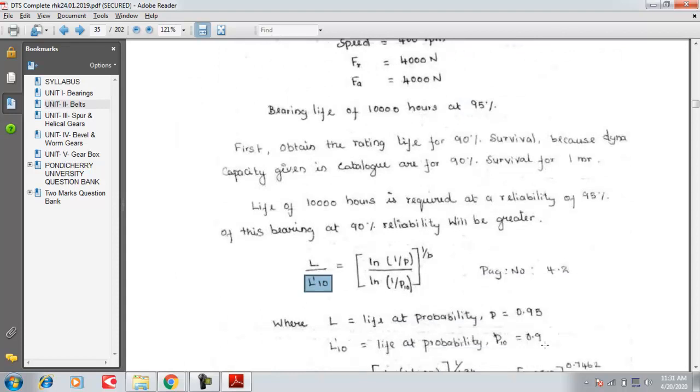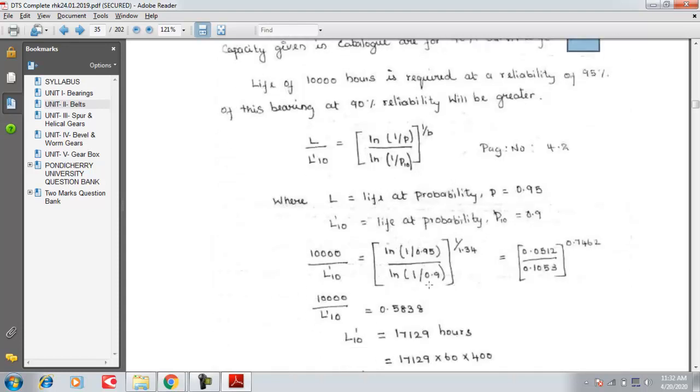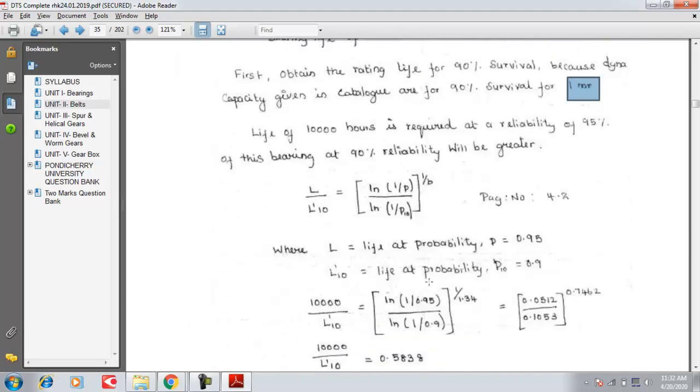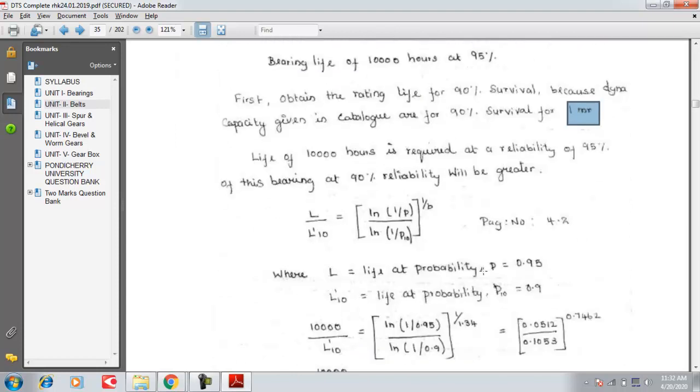That is nothing but P suffix 10, that is 0.9, that is 90% survival. It is usually 1 million revolutions. That has been given in data book. But in this problem, we are going to calculate it. We are not going to use the data book value.